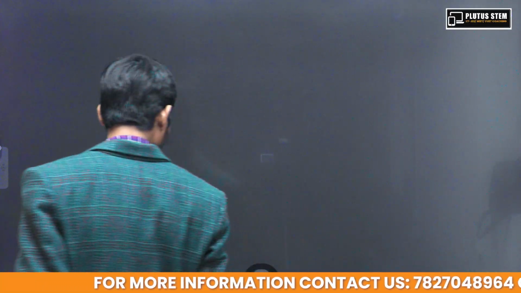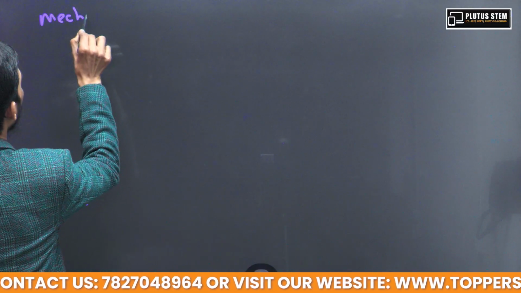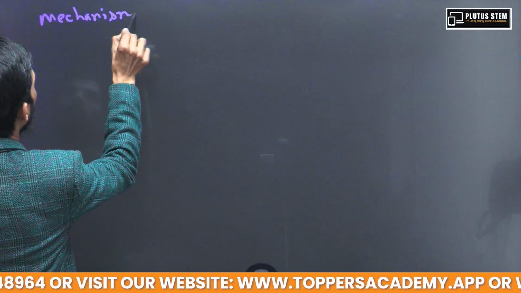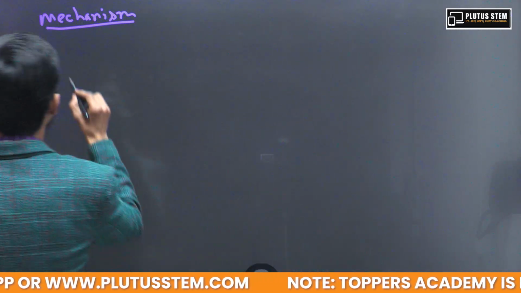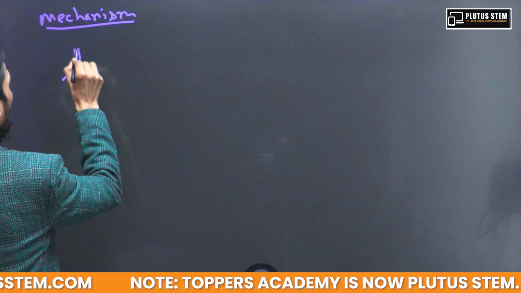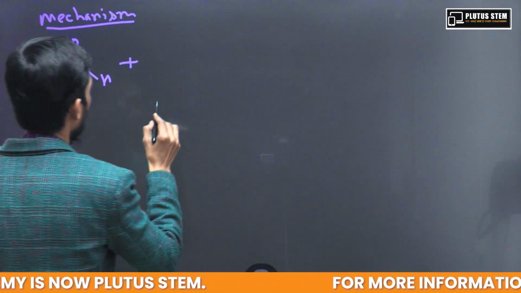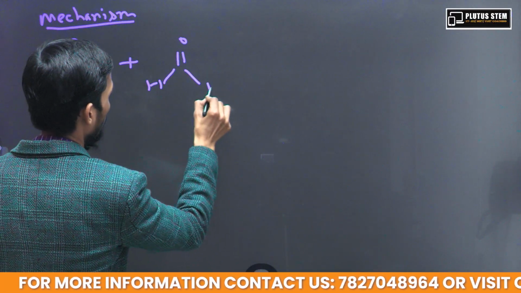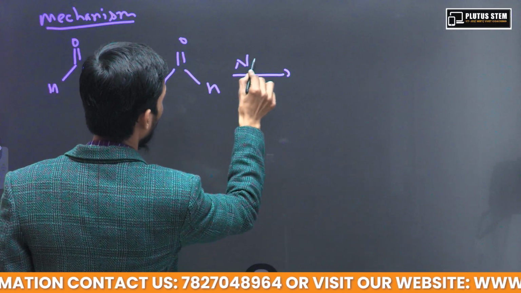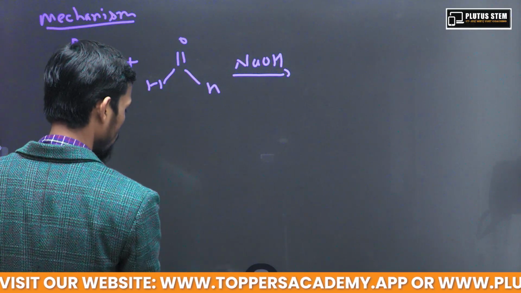So if we see the mechanism of this reaction, we are going to see that this HCHO is reacting with another moiety, HCHO. Over here we have NaOH. So what is going to happen over here?